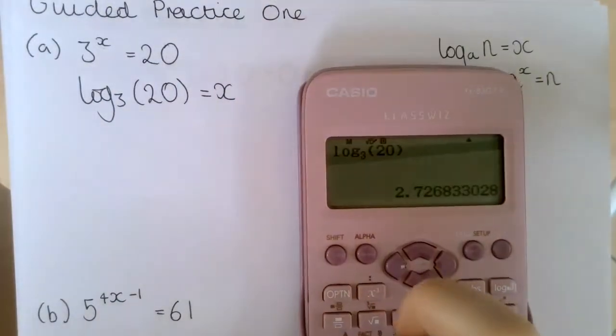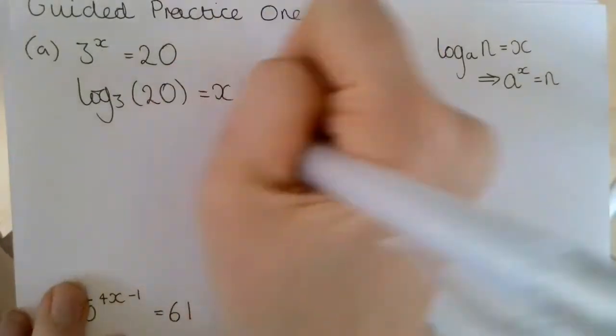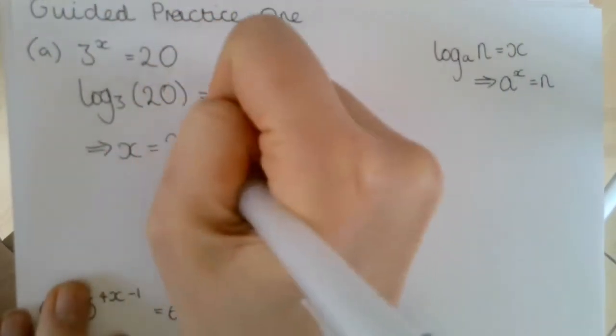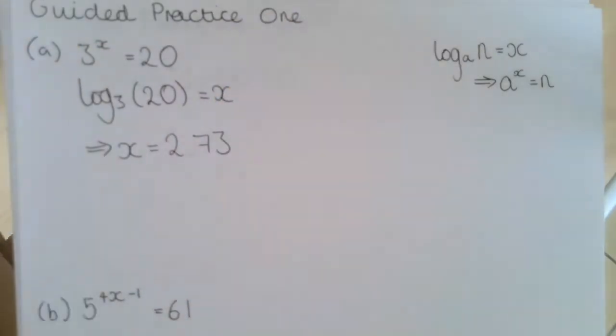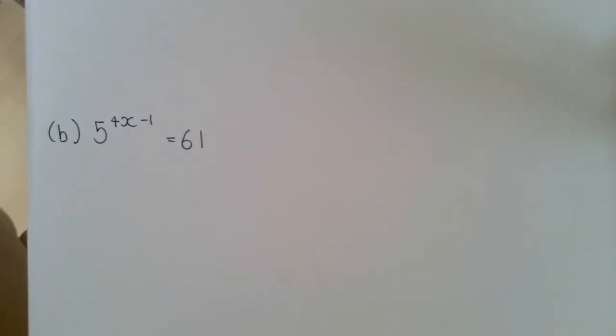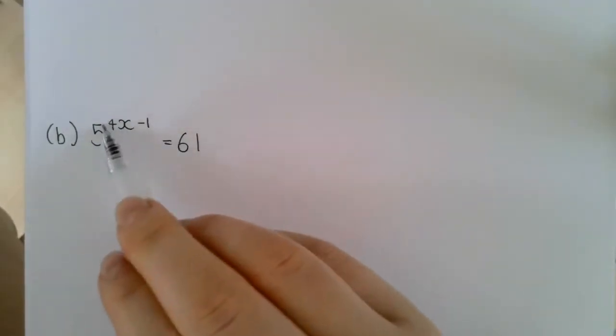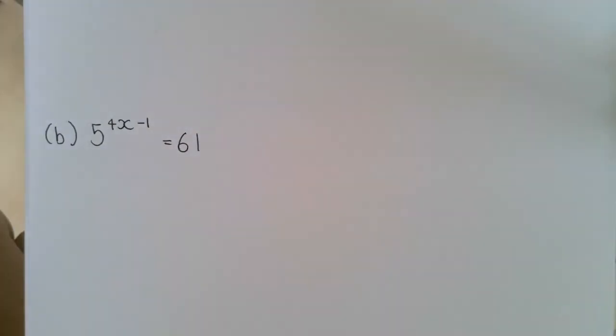Then all we need to do to find that value of x is type that logarithm into our calculator. So we've got log base 3 of 20, which is this number here. I'm going to write it to three significant figures. So I get that x is equal to 2.73. The second part to this example is using the same process, but here we've got an expression in terms of x as the power.